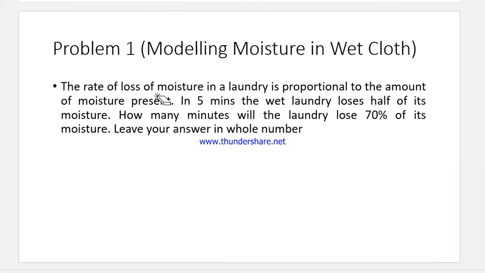It states the rate of moisture loss in a laundry is proportional to the amount of moisture present. So that is the physical law given. In 5 minutes, the wet laundry loses half of its moisture. How many minutes will the laundry take to lose 70% of its moisture? Now let's solve this problem straight away.